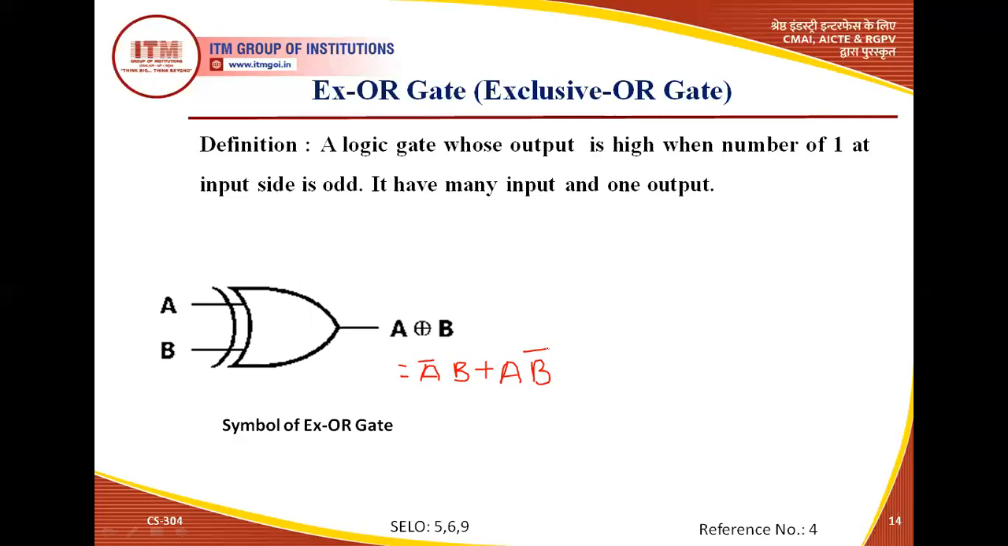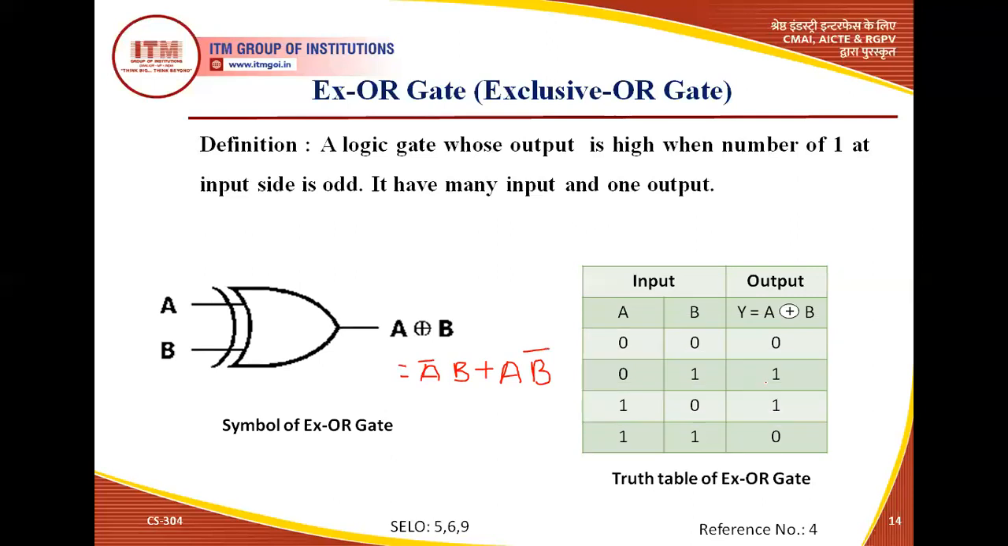So that is the equation of the XOR gate. A XOR B means A bar B plus A B bar. And this is the truth table. If we apply the input 0 0, we get the output 0, then 1, 1, 0. Some students understand the XOR gate as the gate where, when the inputs are different, the output is high, and when the inputs are the same, the output is low.